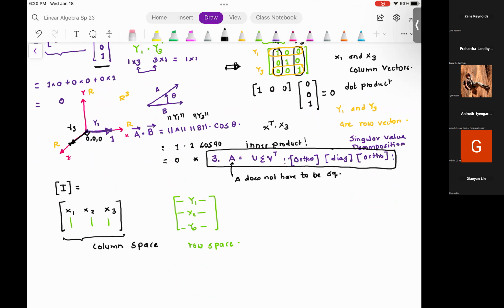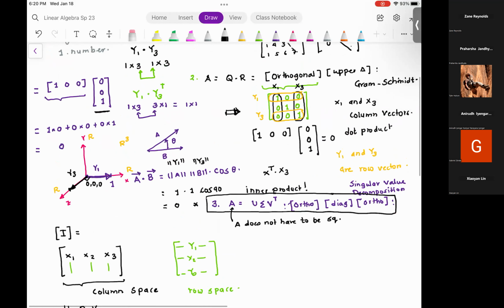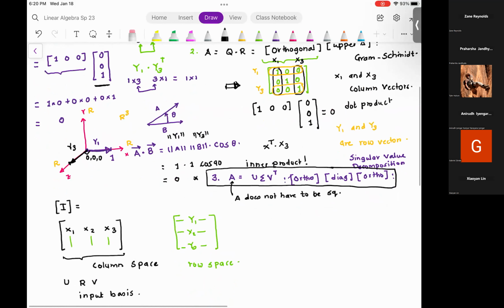For example, U, R, and V are the input bases based on the column space nomenclature, and L, Q, and U are output bases based on the row space factorization or row space indication.